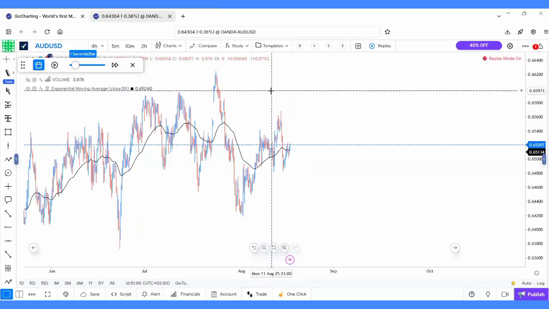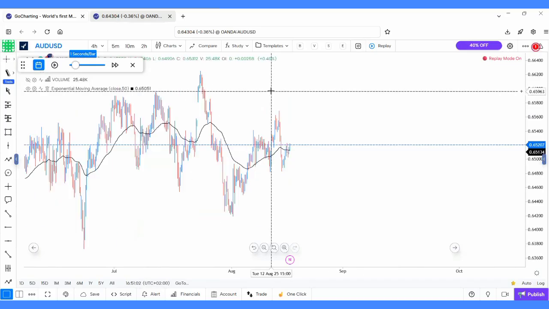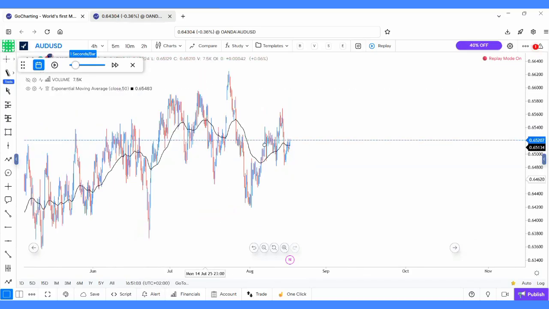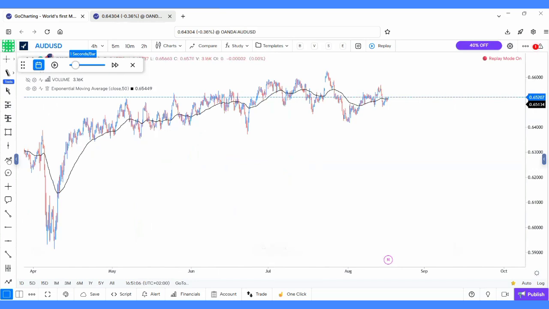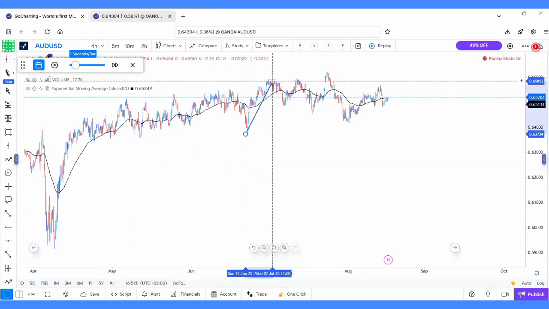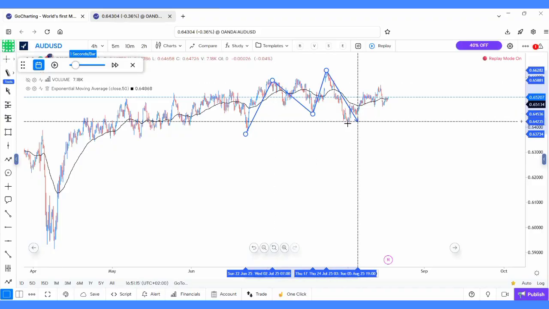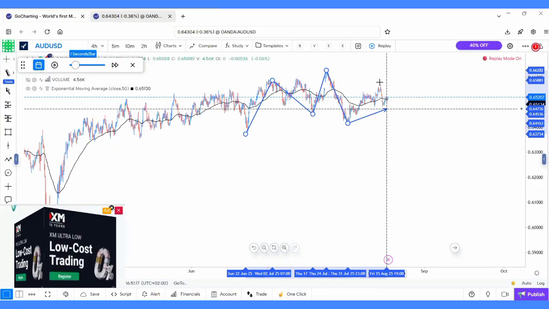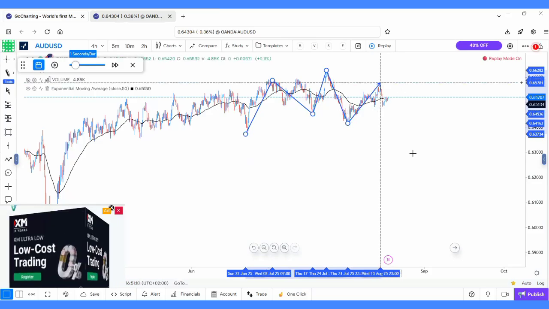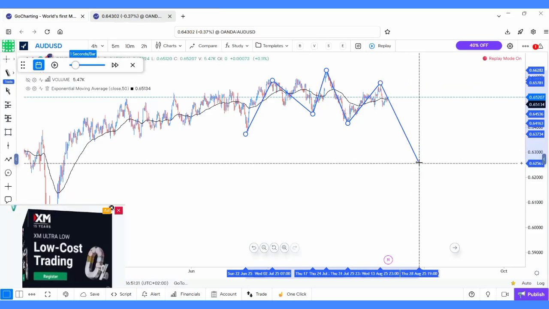Let me just finish with this 4-hour time frame. I will start from here because I don't like going back. I will explain to you why I mark it like this. So we expect the market to drop from there.